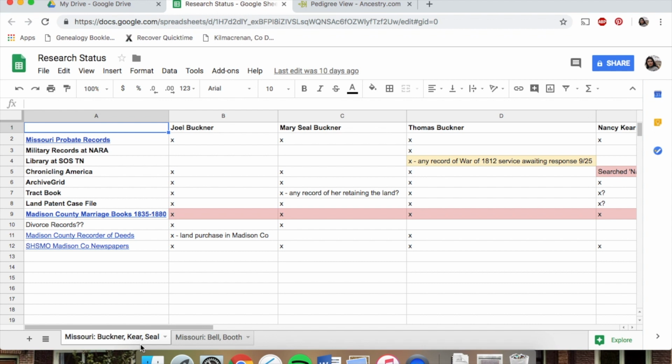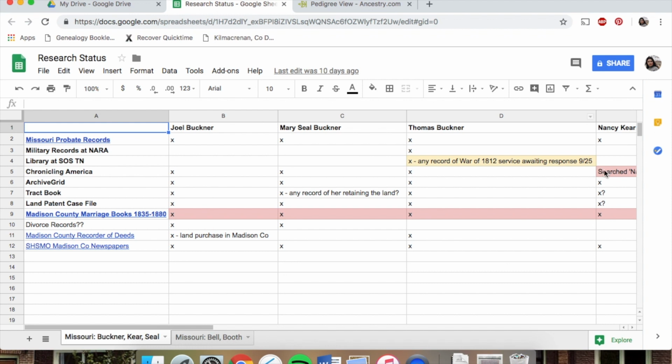So we are in this tab here, which is dedicated to the Buckners, the Carrs, yes, that says Carr, not Keir, and the Seals. These were three families that intermarried. This is Joel Buckner, he is my third great-grandfather. This is his wife, Mary Seal. This is who I believe Joel's father was, and I'm attempting to prove it. And this is his wife, or Joel's possible mother. So we have Joel Buckner, Mary Seal, Thomas Buckner, and Nancy Carr.